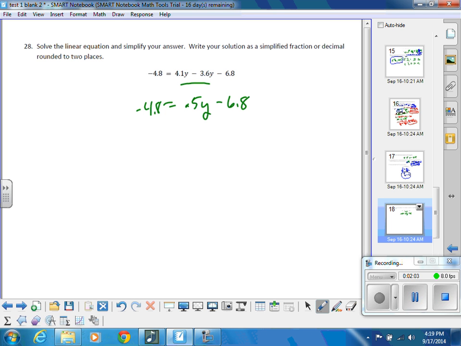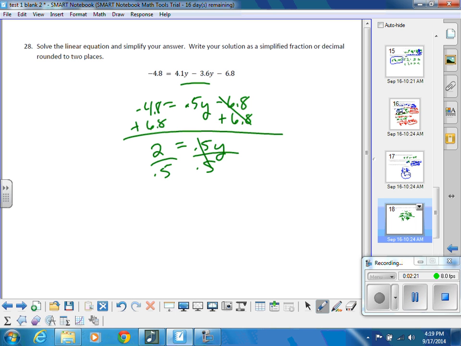Now from here, I'm going to move my numbers to the left hand side, so add the 6.8 over here. Negative 4.8 plus 6.8 will leave me with a positive 2 equal to 0.5y. Now I'm going to divide by 0.5 on both sides. Whenever you divide by a decimal, you're going to get a bigger answer. Don't be freaked out, because when you punch this in the calculator, you'll notice you get 4. That's okay, you're supposed to get a bigger answer here. Don't think something's wrong. It is 4, and it's not a decimal, so I don't have to round. I'm done with that one.